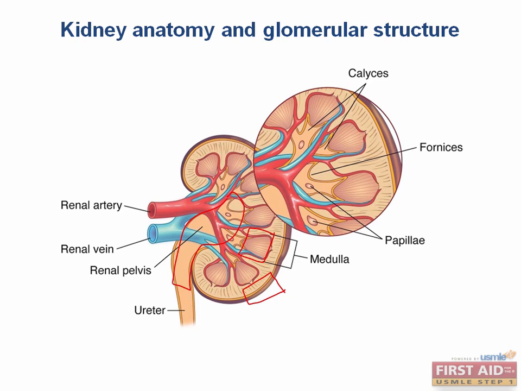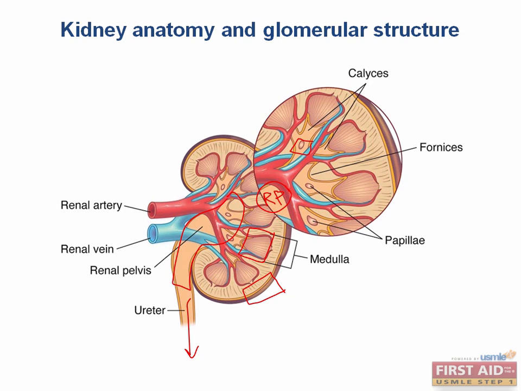The collecting systems begin as the minor calyces. Each renal pyramid drains into its own minor calyx via a renal papilla, seen here. The minor calyces coalesce to form major calyces, which drain eventually into the renal pelvis, seen here. The renal pelvis then drains into the ureter, which goes into the bladder.